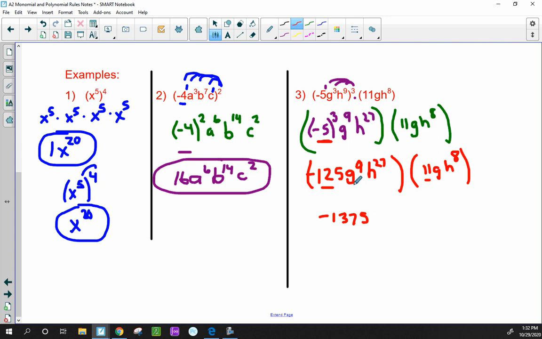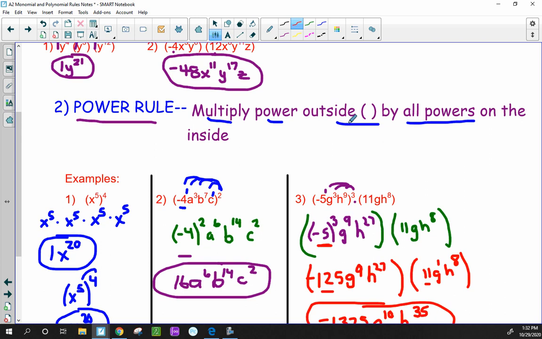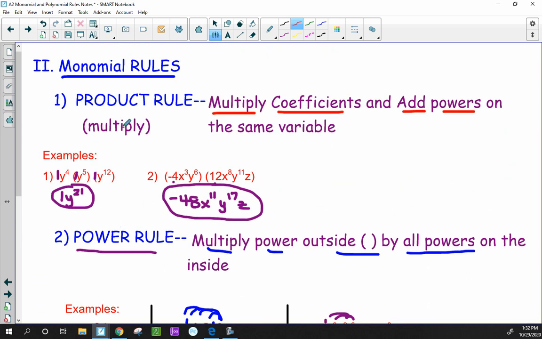And then we're going to go with the G's. This one has 9 and this one has 1, so we're going to combine them. Remember, you're adding powers in the product rule. So that's just going to be G to the 10th. And you'll drop your next letter down, which is an H. There's 27 of them here, and there's 8 here. And then so 27 plus 8 becomes 35. Okay, and so that is your answer for that problem. Again, when you have two rules in one, always follow PEMDAS. Always do power before you do product.